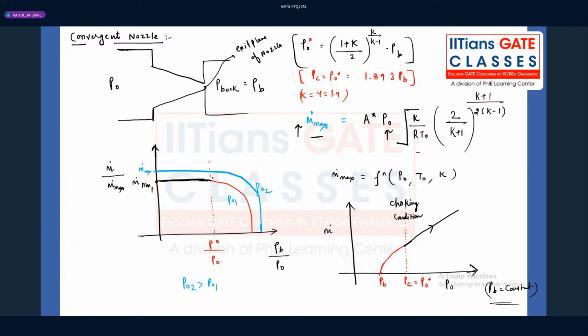What do we need to attach, guys? We need to attach a diverging portion. That's why we need the CD nozzle. That's why we have the CD nozzle in all the applications. To achieve supersonic speed, what do we need to attach, guys? Diverging portions. Right. So that is regarding question number 2.